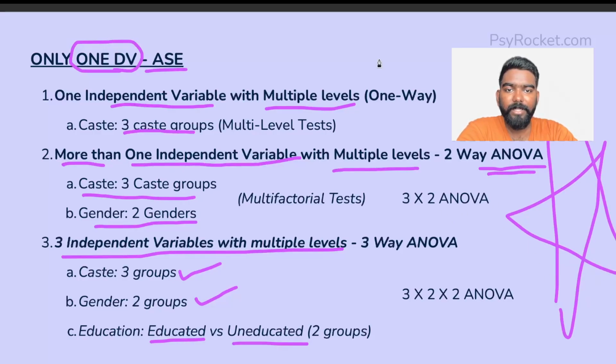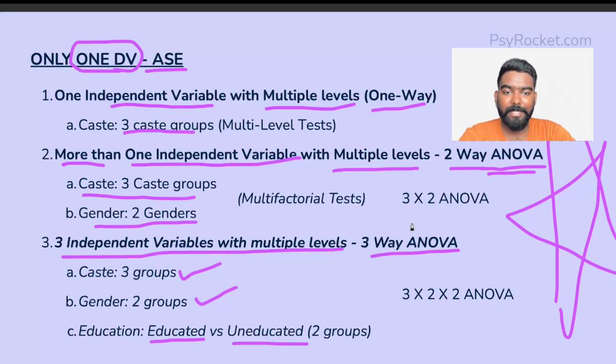In all of these cases we are using only one dependent variable. If there is only one independent variable, we will call it one way ANOVA. If there are two, we will call it two way ANOVA. If there are three independent variables, we can call it three way ANOVA. The number of ANOVAs possible is many; you can do a four way ANOVA, five way ANOVA, six way ANOVA, seven way ANOVA also.